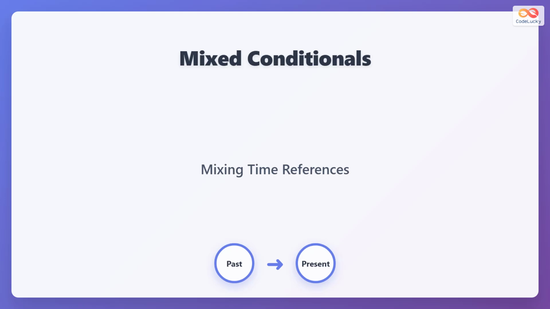Mixed conditionals mix different time references in one sentence. They combine past and present time frames to express unreal situations that connect across time. The if clause and main clause refer to different times, creating complex hypothetical ideas.